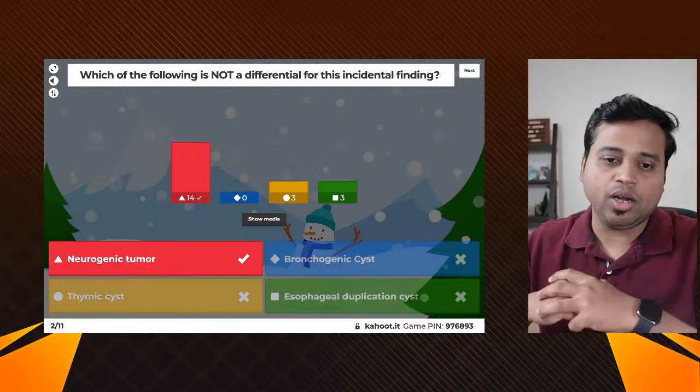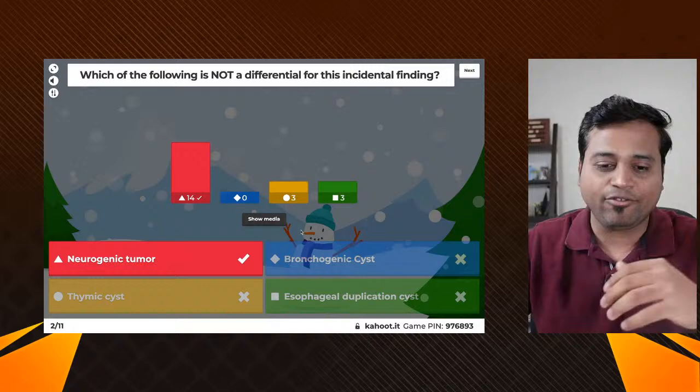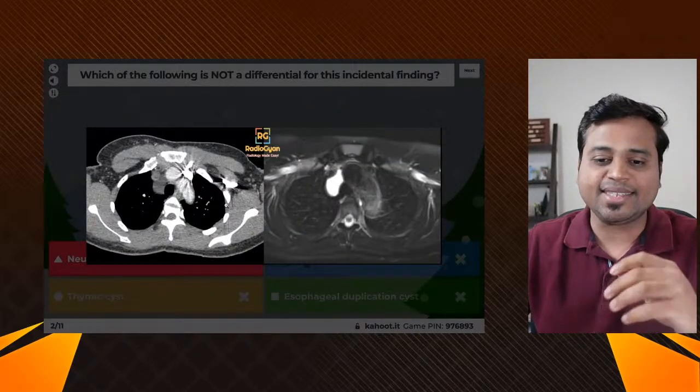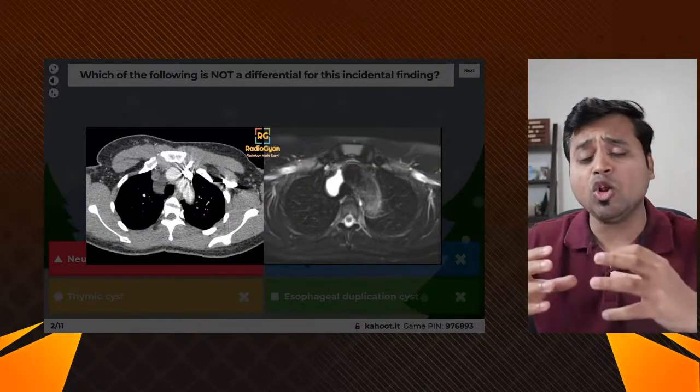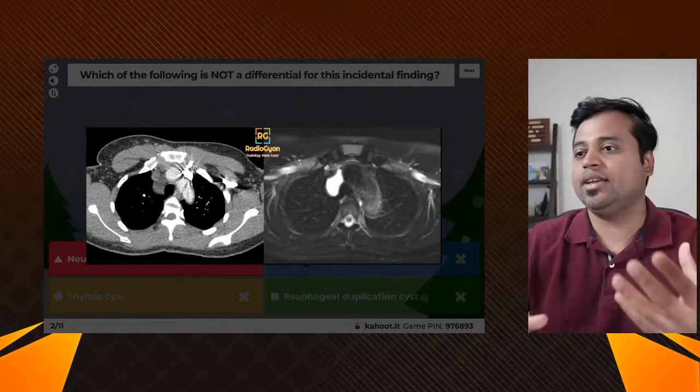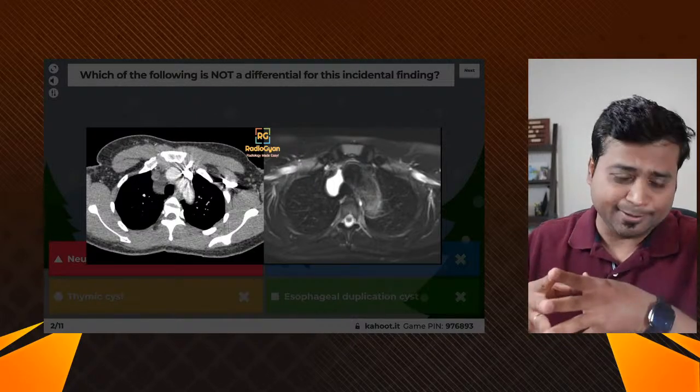A neurogenic tumor will be more heterogeneous. It'll have solid components. This is a simple cystic lesion closely associated with the trachea. This was a bronchogenic cyst.